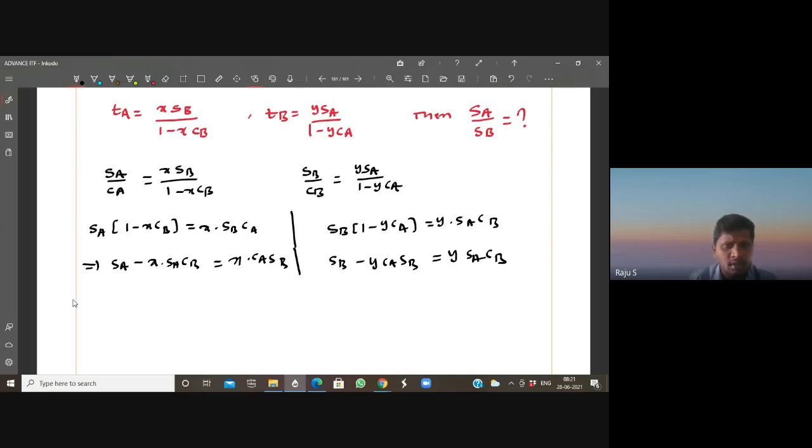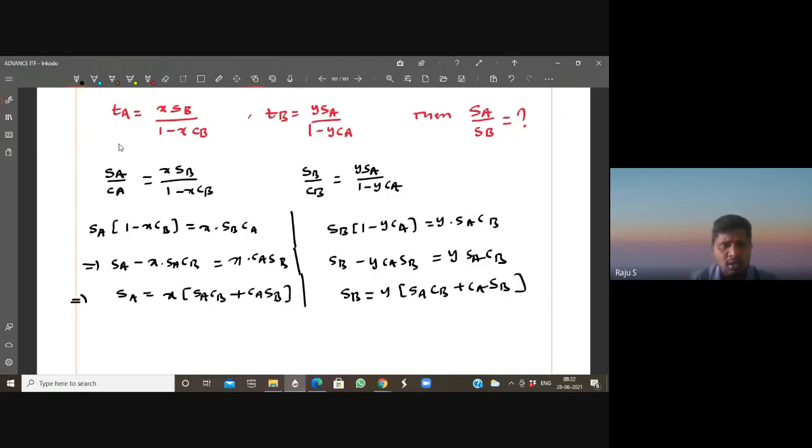Am I right? From this, the sin A value is equal to this value, you can take to the right side. And what is common here? x is common. If I take it to the right side, it will become plus. So when I take x common, sin A cos B, and cos A sin B is there, right? In the same way here also, the sin B value is, take y cos A sin B to the right side and take y common. When I take y common, then sin A cos B plus cos A sin B.